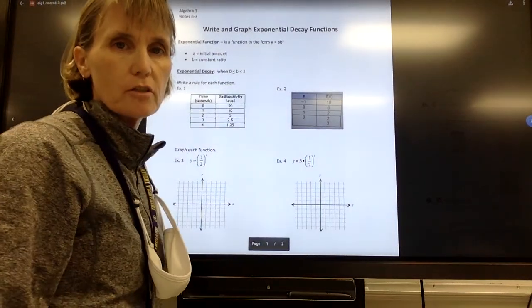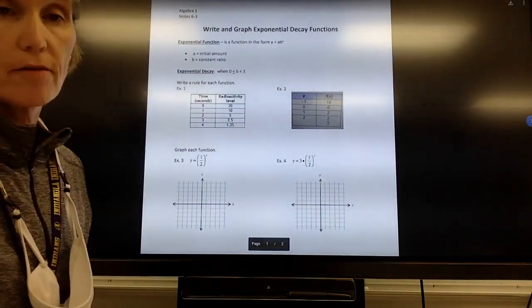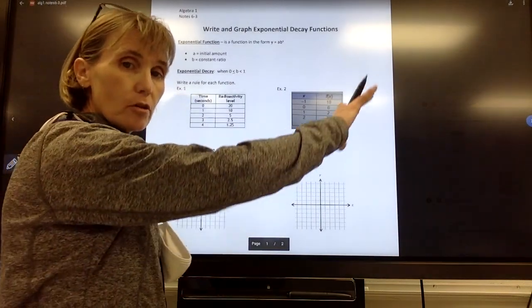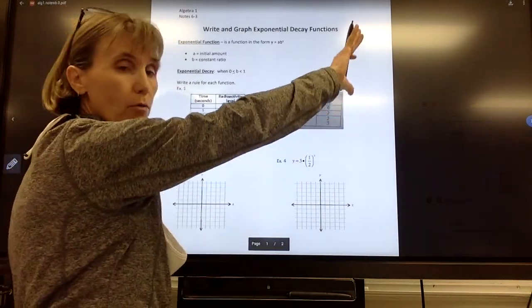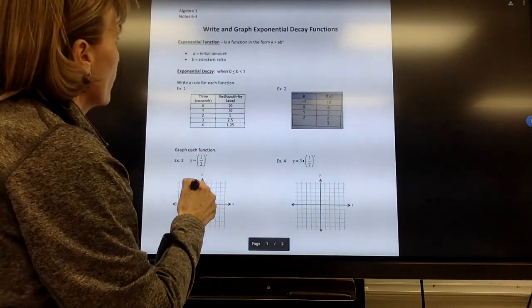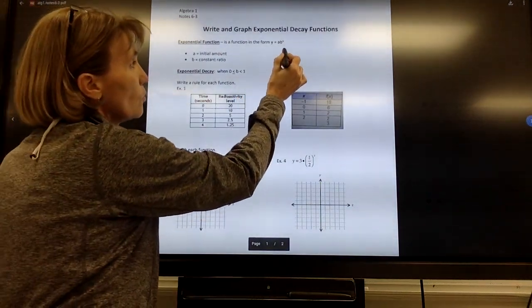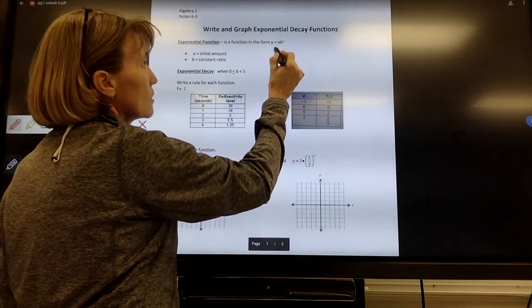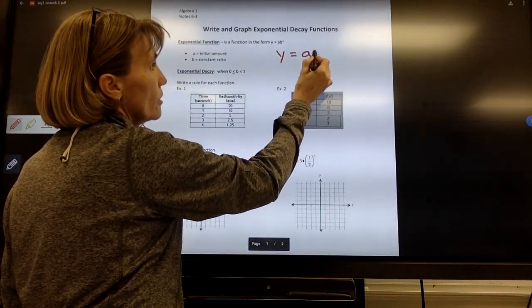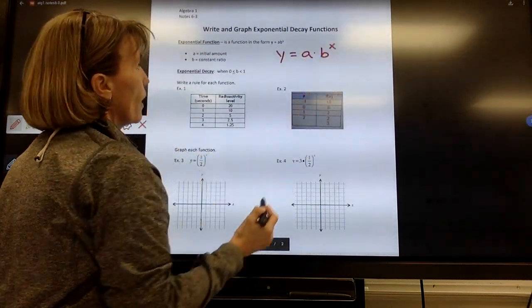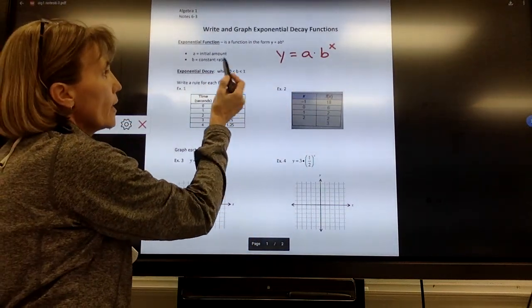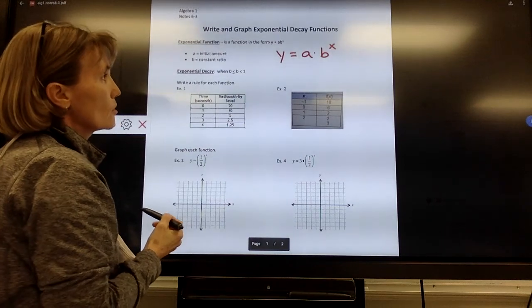Right, for this section, this is 6.3, we're going to write and graph exponential decay functions. We were looking at growth functions in the previous unit because as we moved to the right on the graph, they were always increasing. Okay, we have the same format, so it's still y equals a, our initial value, times b raised to the power of x.